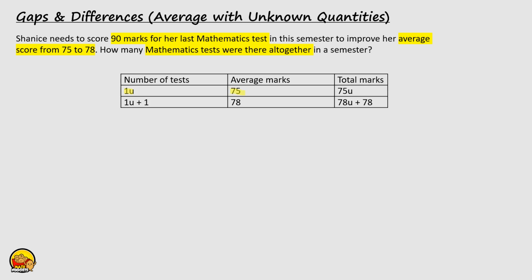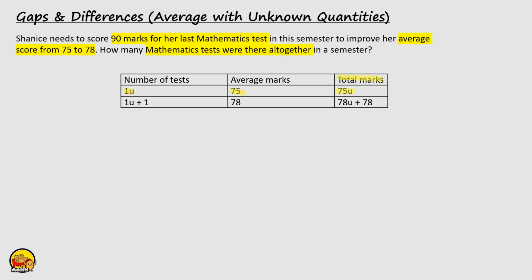Now, to find the total marks for this 1 unit of tests, if the average is 75, we take 1 unit times 75. Total amount would be quantity times the average, right? So that would be 75 units.